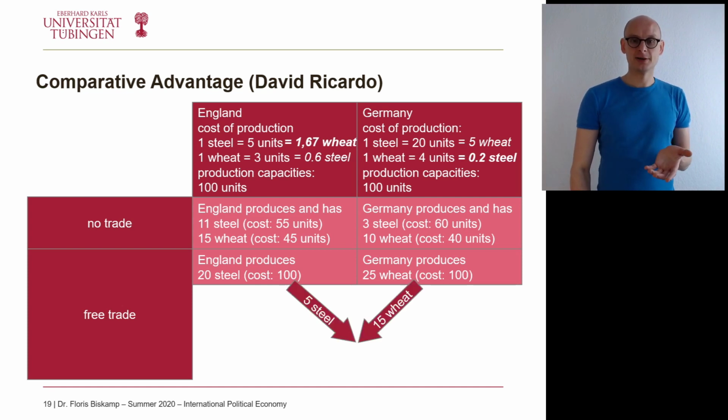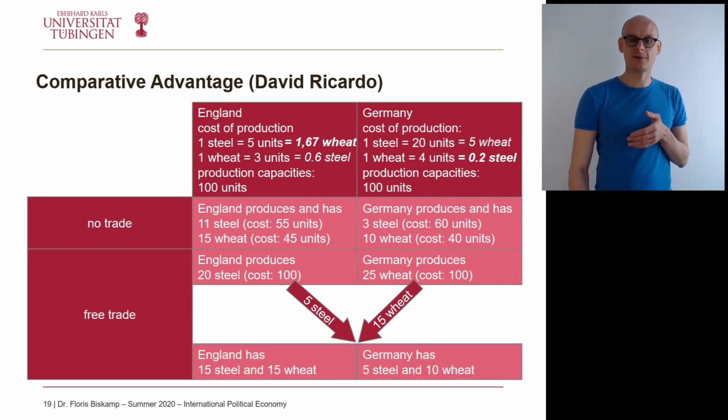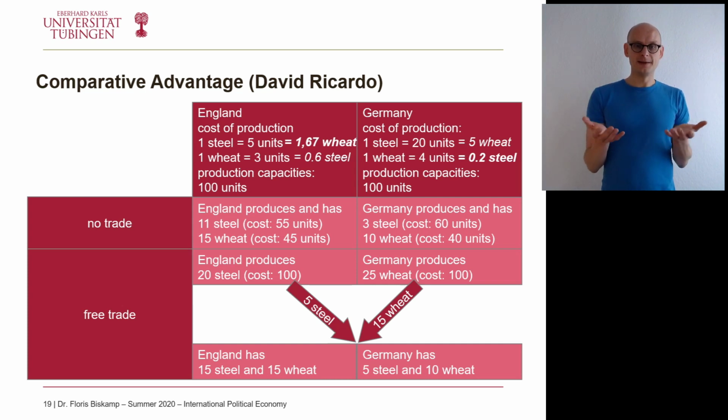Now trade could happen, and the Germans would trade 15 wheat, the English would trade 5 steel, and now we have the English ending up with 15 units of steel and 15 units of wheat. So they have roughly the same amount of wheat that they had before, but they have even more steel left. Germany, however, also has the same amount of wheat, and they still have more steel left. And this is not the perfect calculation, as I realize right now, because you could have also modeled it in a way that both have more of both commodities in the end.